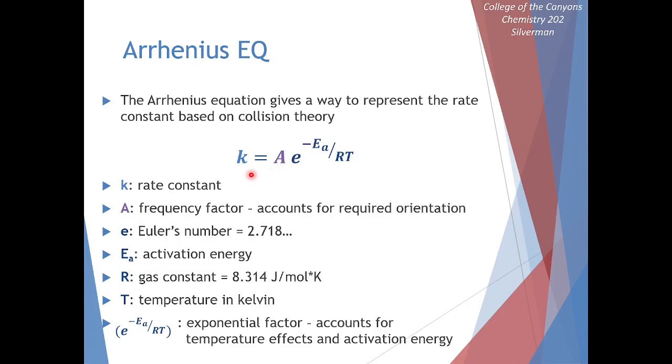Here is the Arrhenius equation. It says, k is our rate constant. This is equal to some constant, some value A, known as the frequency factor, a way to account for the orientations of our molecules. This frequency factor is multiplied by an exponential factor, e raised to the negative activation energy divided by R, the gas constant, times T, the temperature. This last piece of our equation, e to the negative Ea over RT, is known as our exponential factor. It's a way to account for temperature effects in our reaction rates.